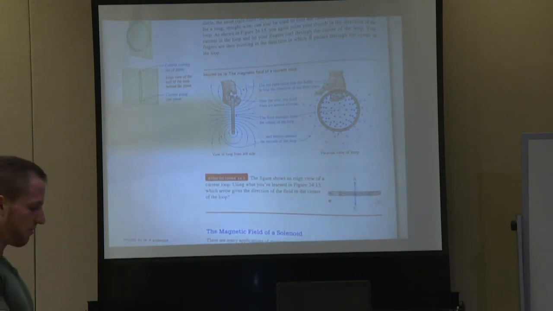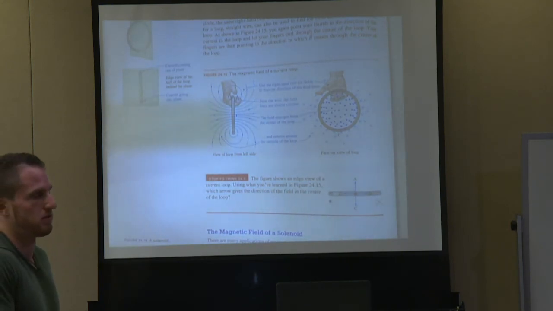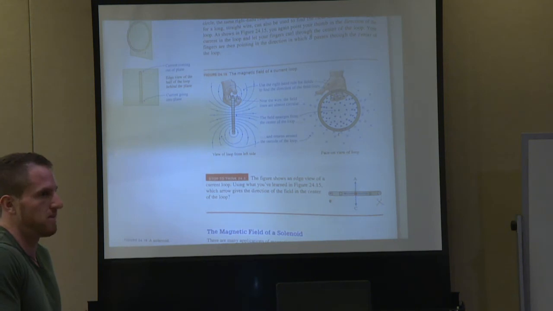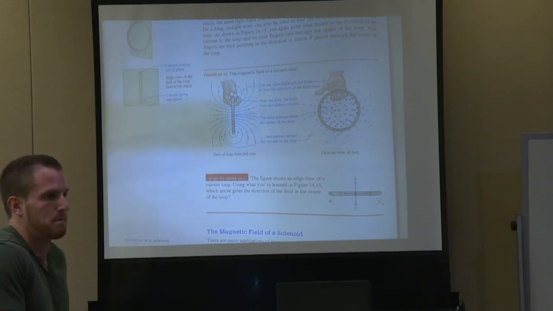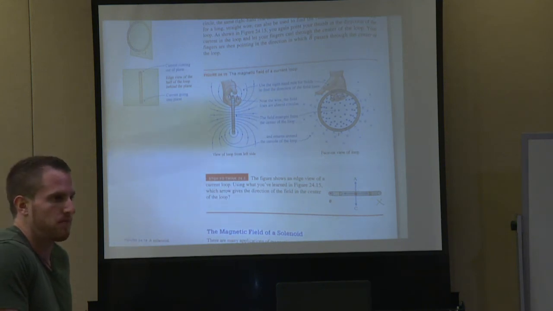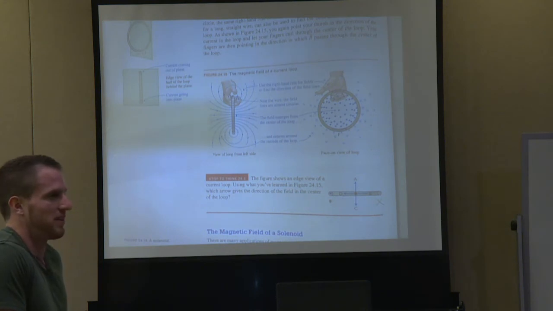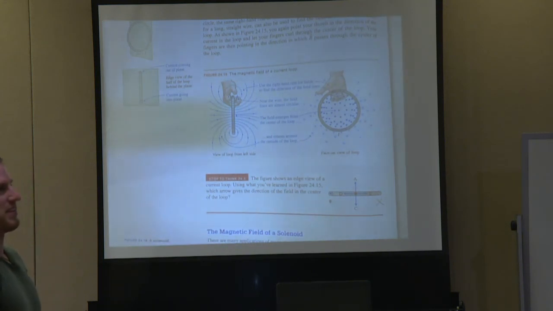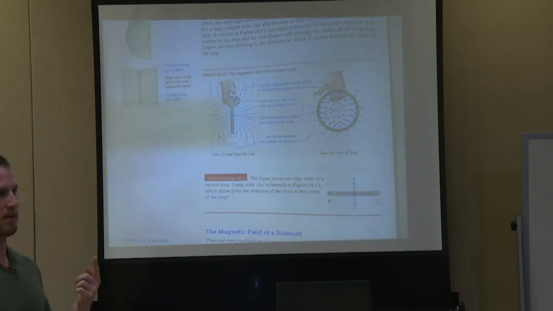So using the right-hand rule, well, first let me ask you guys, what is the difference between a dot and an X? Which one signifies what? Which is it? Very good. So X is going into the page, and the dot is coming out of the page.